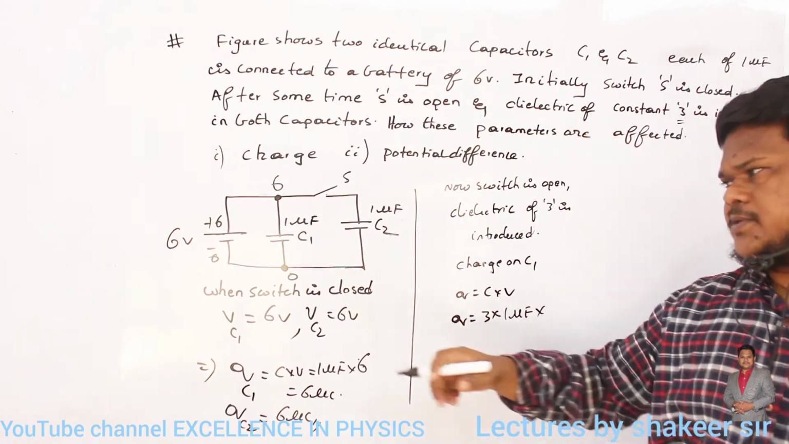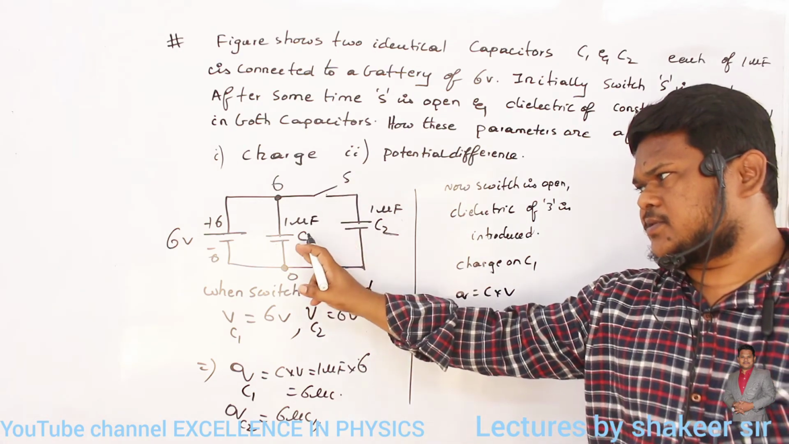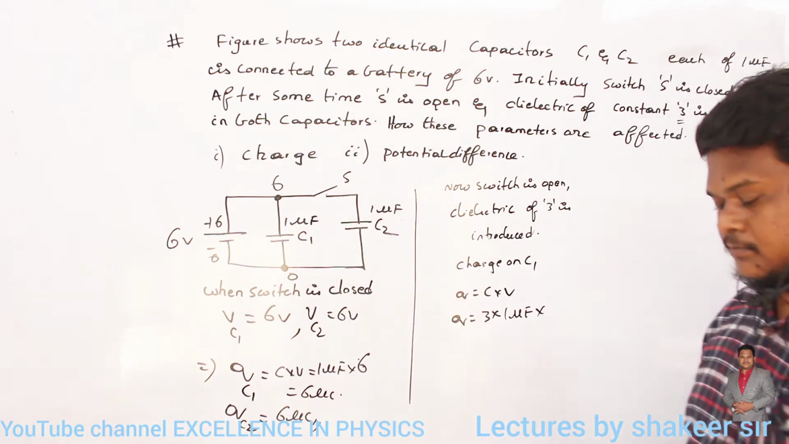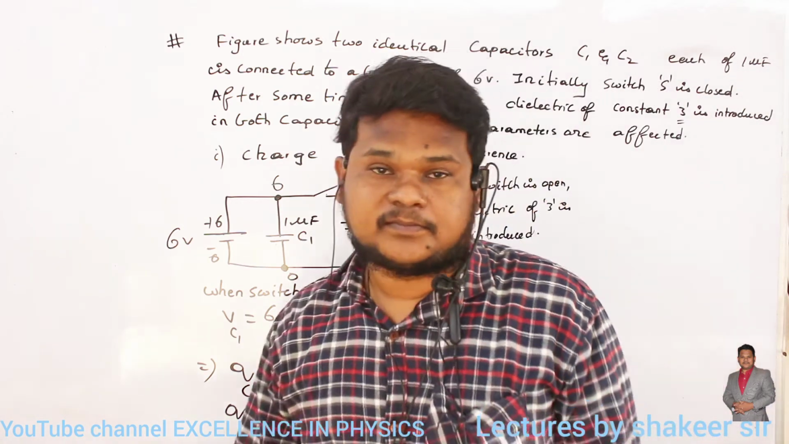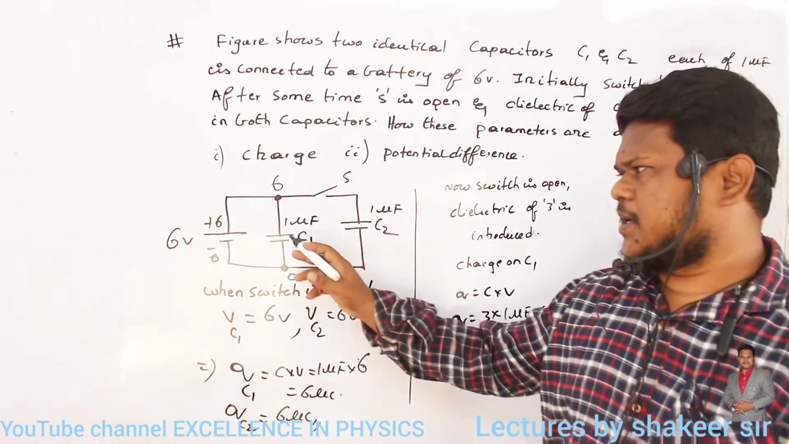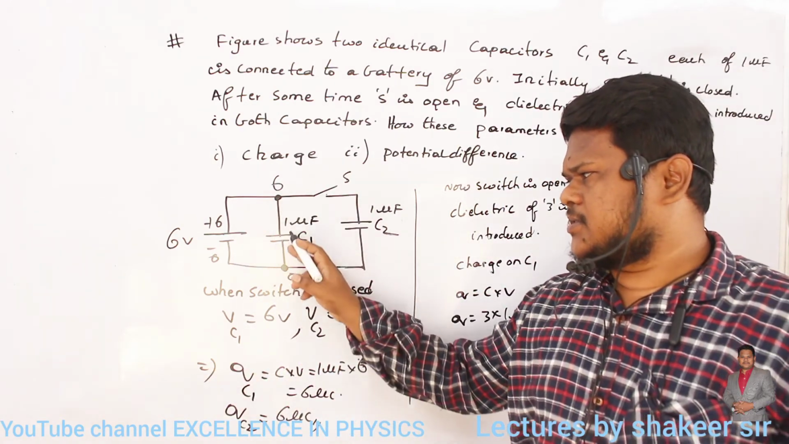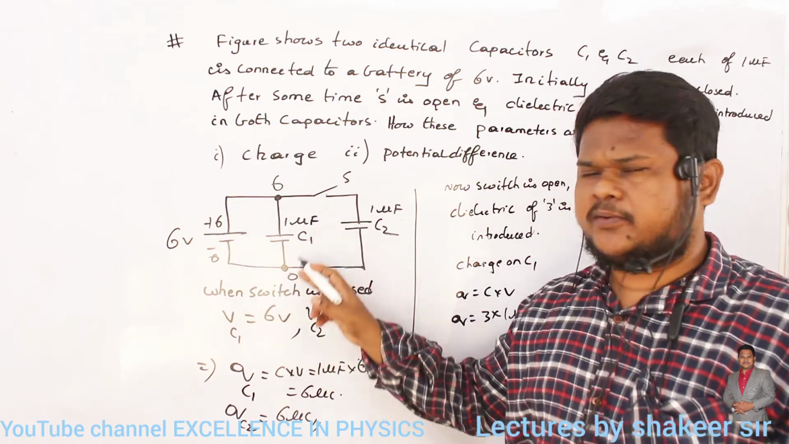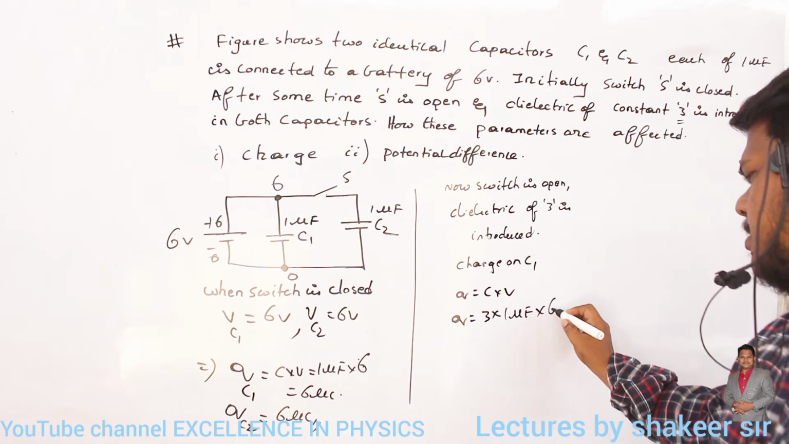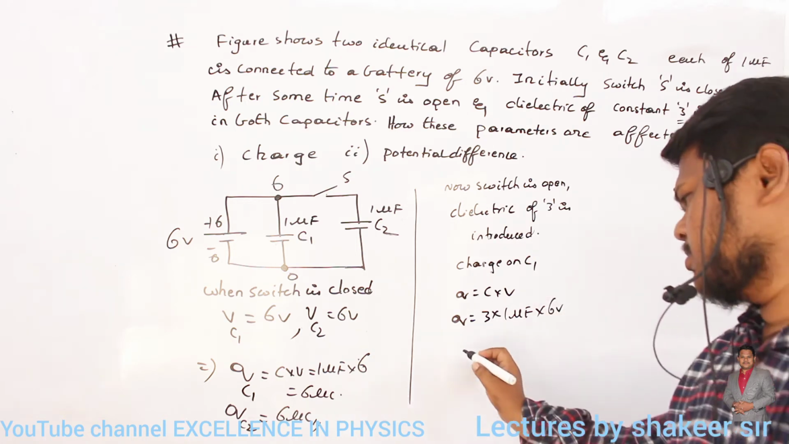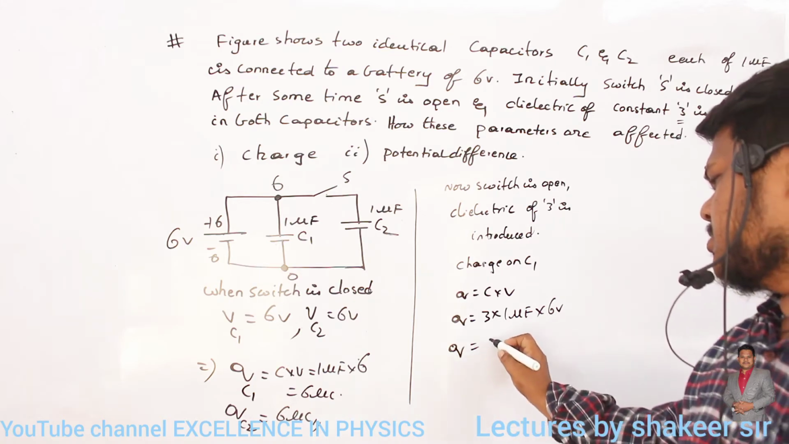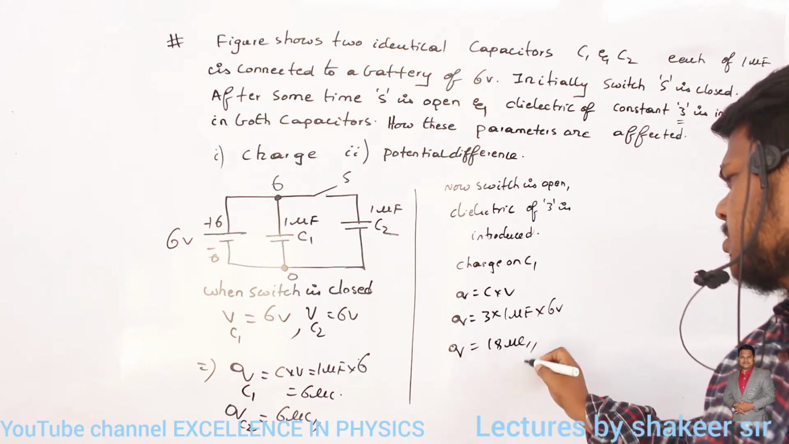Previously it was 6 volts. Now after opening this switch, what is the potential difference across this capacitor? Potential difference is 6 only, because though this switch is open, this capacitor is connected to the same battery only, no? So potential difference is not going to change. It remains 6 volts. So therefore what is the charge stored? Charge stored is 6 3s are 18 microcoulombs of charge.